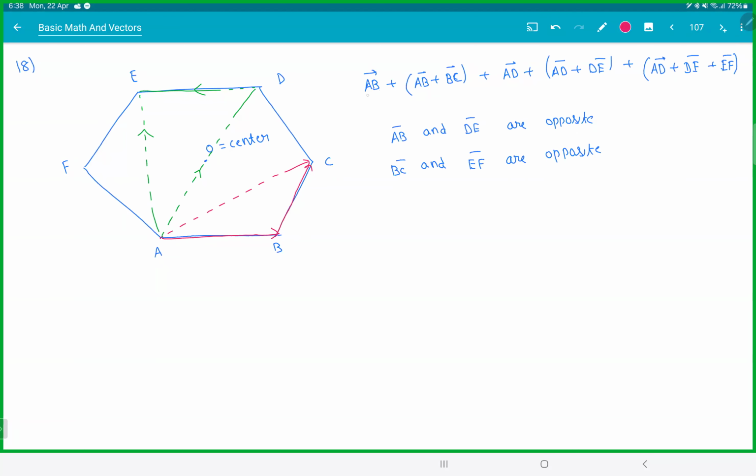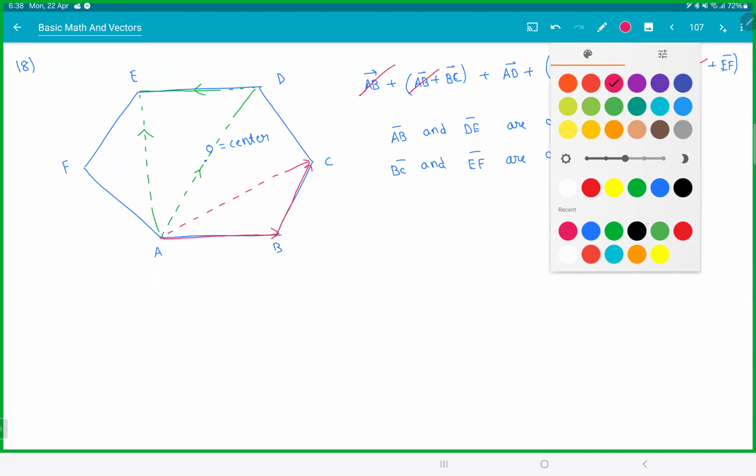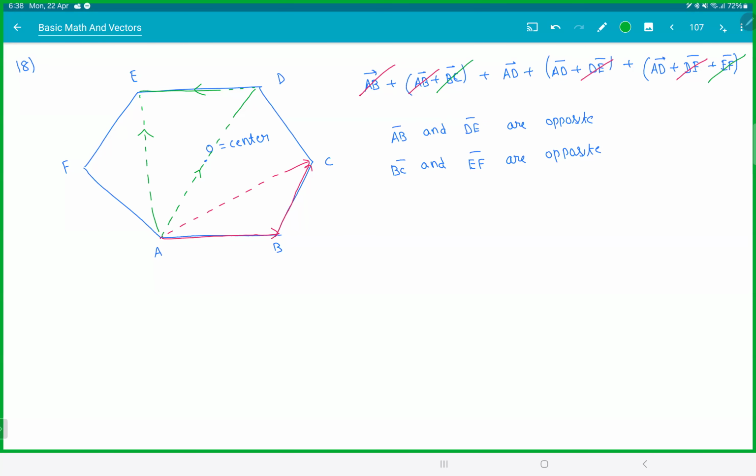Now from here, clearly you can see AB will cancel with DE. This AB will cancel with this DE. BC will cancel with EF. Making sense? So what you're left with here is 3 times AD bar. But we can clearly see from here, AO plus OD is AD. And this is nothing but 2 times AO bar is AD bar, parallel vectors. So therefore it is 6 times AO bar. Therefore n is 6. Make sense?